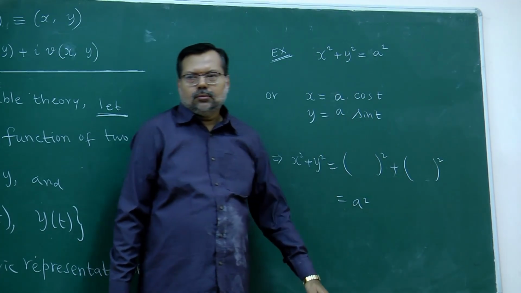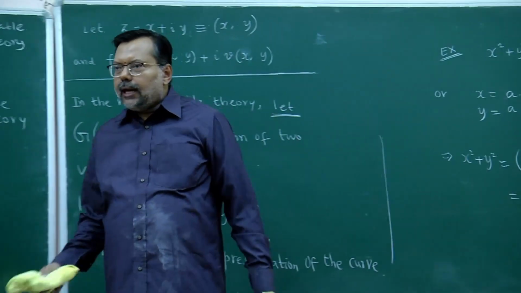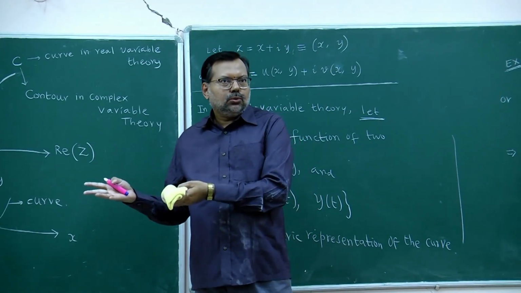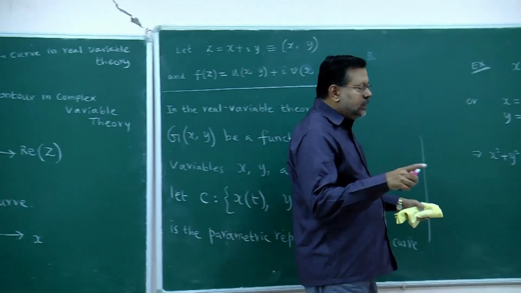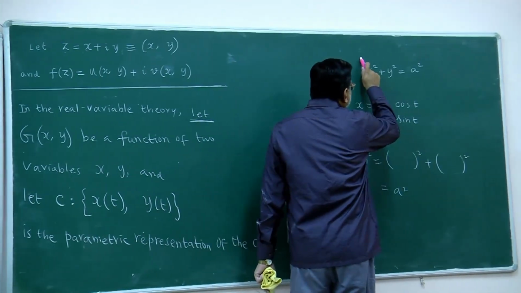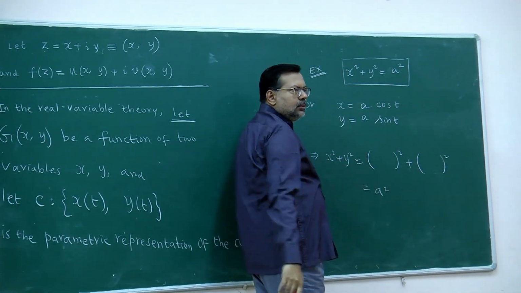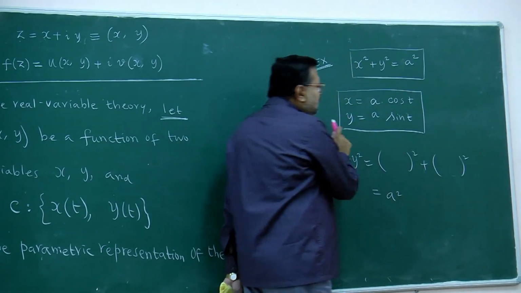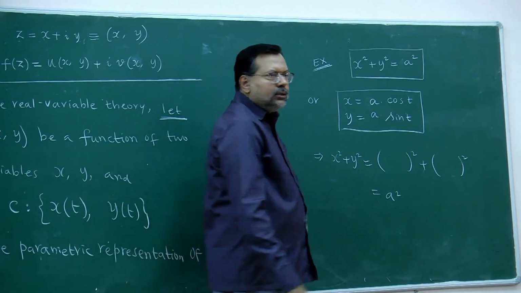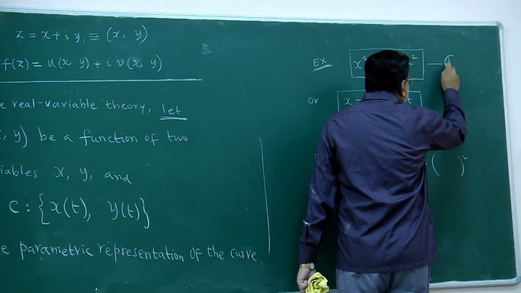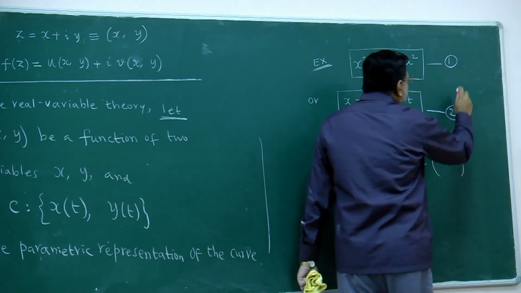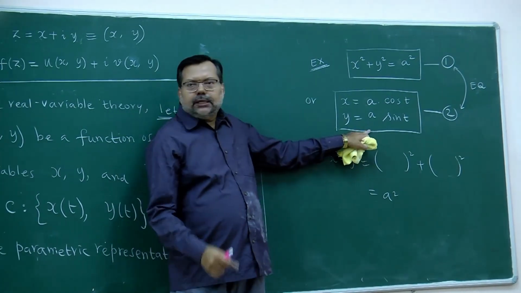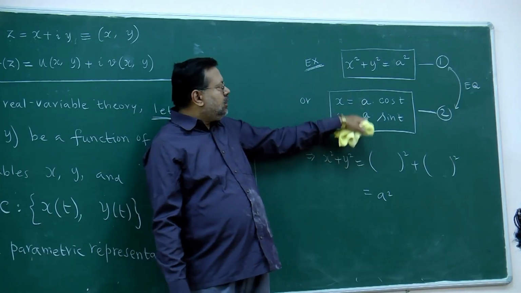So now the question is, I have a circle. Circle is called curve. Curve is called contour. Okay, that is clear. Now the question is this. Do you want to write down the equation of the circle in this way? Or do you want to write down the equation of the circle in this way? Okay, so these are the two methods. So this is either 1 or 2. They are equivalent representations. So the second equation is called the parametric representation of the first equation.